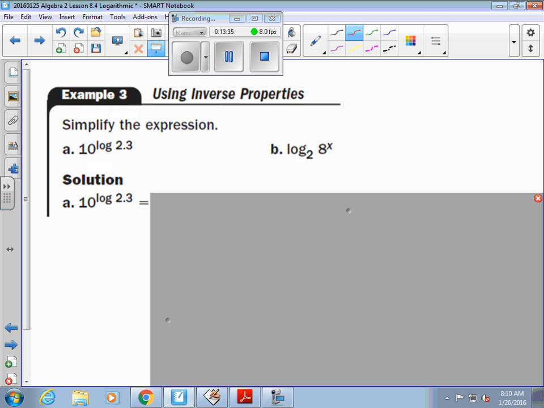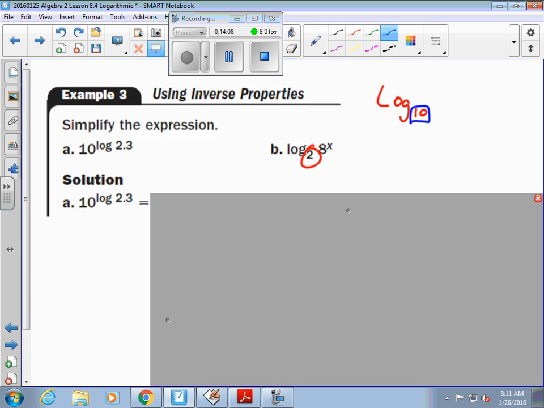Example number 3 is using inverse properties. I mentioned real quickly yesterday before we started rewriting them that logs, if they don't have a number, like right here it says log base 2. If there's no base given, we said that it's assumed that it's log base 10. 10 is the number that you don't write as log. And this is what I was talking about earlier, where you're actually trying to make numbers smaller to where you can manipulate them without a calculator.